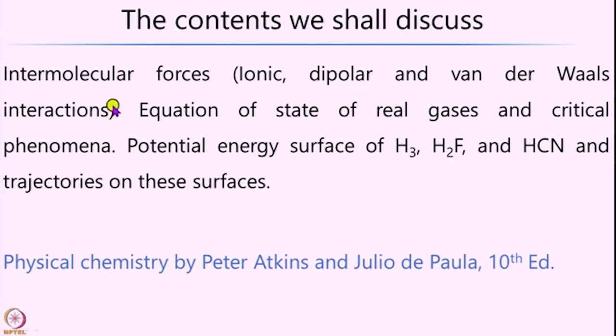We shall begin by looking at intermolecular forces, namely ionic, dipolar, van der Waals, and to some extent hydrogen bonding. Then we shall look at the equation of state for a real gas and how intermolecular forces actually play a role in going from an ideal gas to a real gas and the critical phenomena. Thereafter, we shall look at some of the potential energy diagrams of diatomic molecules such as H3, H2F, HCN and others. For this entire module, I would be mostly using the physical chemistry by Peter Atkins and Julio de Paula, the 10th edition, and you can find more information about the contents I discuss in this particular book.